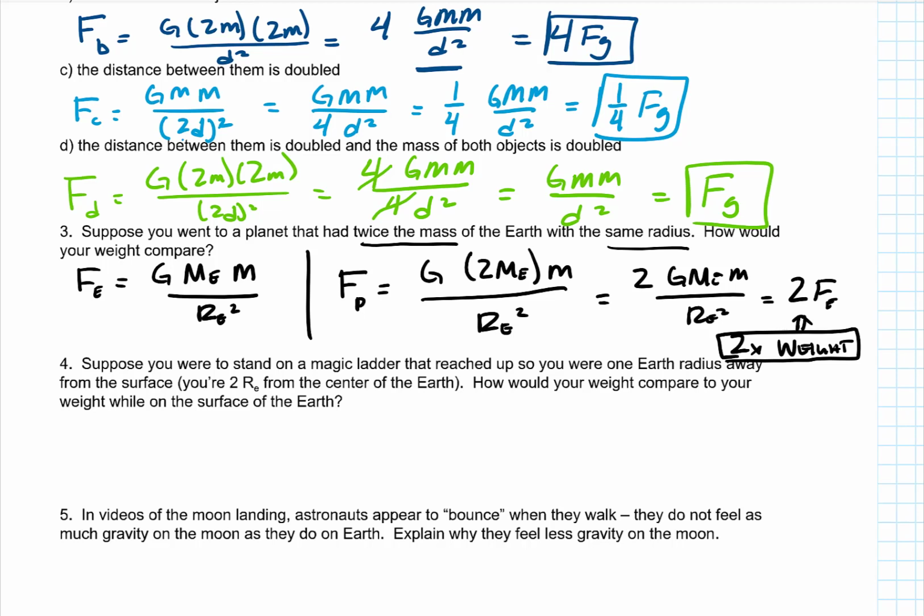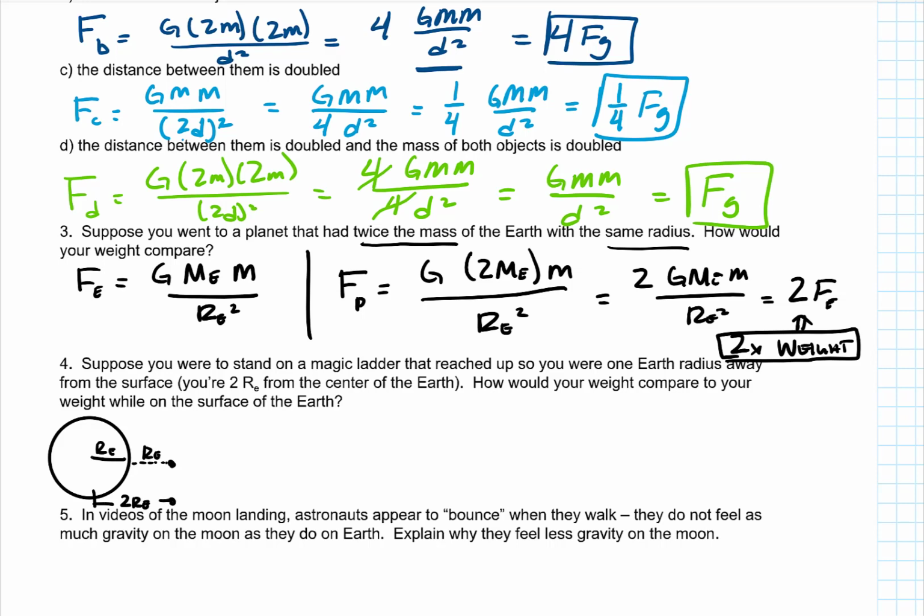Same deal. We're going to get on a ladder, and so we're one radius away from the surface of the Earth, which means you are 2 radiuses from the center of the Earth. So if this is the radius of the Earth, you are on a ladder that takes you here, another radius of the Earth away. So your radius is now twice the radius of the Earth.